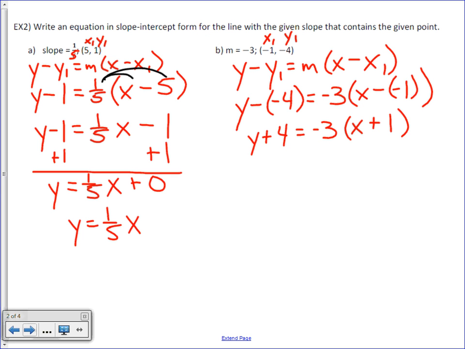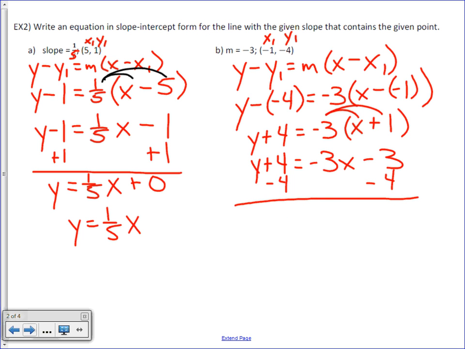But I'm going to do the same thing as what I did on the other problem. I'm going to distribute. So I'm going to distribute a negative 3 to each thing here. So I'm going to go y plus 4 equals a negative 3 times x is a negative 3x, and a negative 3 times 1 is minus 3. Now my last thing is to move that 4 over, so I need to subtract 4 from both sides. And what I get is y equals a negative 3x minus 7. Now that's my equation in slope-intercept form. I have y all by itself.